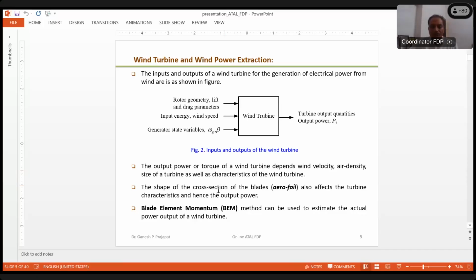So the shape of the cross section of the blades, as I already said, is known as aerofoil, and this affects the turbine characteristics very much. We will see the characteristics in later slides.